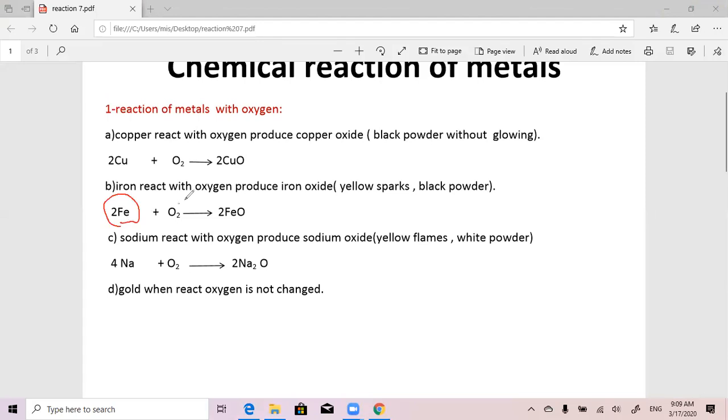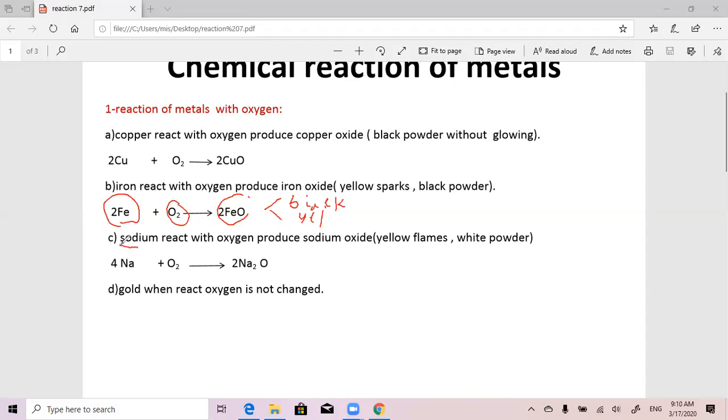So iron reacts with oxygen to produce iron oxide. The properties of iron oxide: black powder, and it produces a yellow spark. What is the meaning of spark? Spark is like a very acute light.